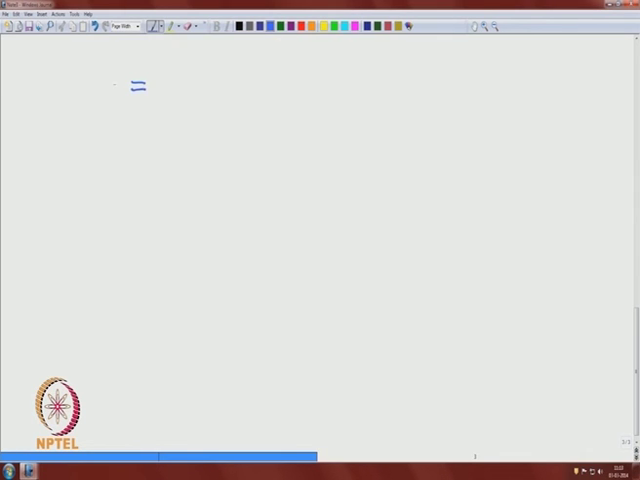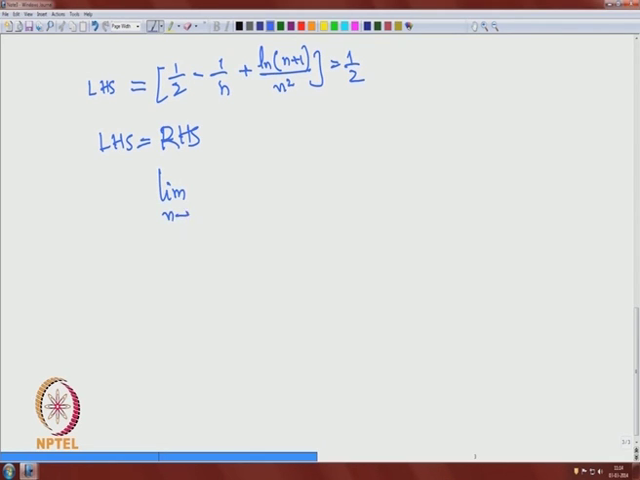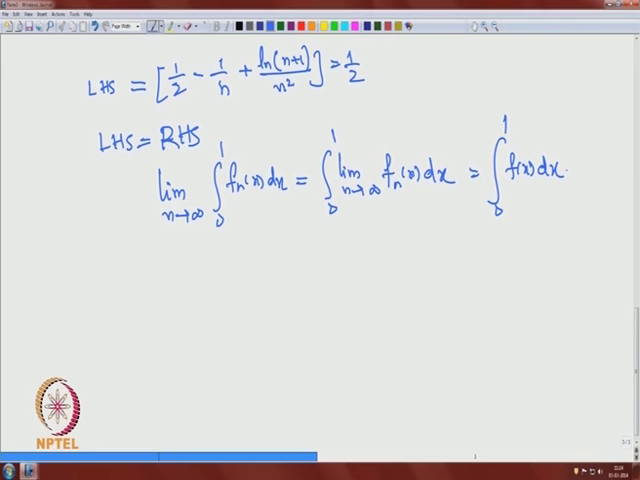Okay, so the limit, the LHS is 1 by 2 minus 1 by n plus ln of n plus 1 by n square, which is half. So, the RHS is equal to, okay, LHS is equal to RHS. So, therefore, this verifies that limit n goes to infinity integral 0 to 1 fnx dx is equal to integral 0 to 1 limit n goes to infinity fnx dx, which is of course equal to integral 0 to 1 fx dx. So, the conclusion is that the theorem is verified.